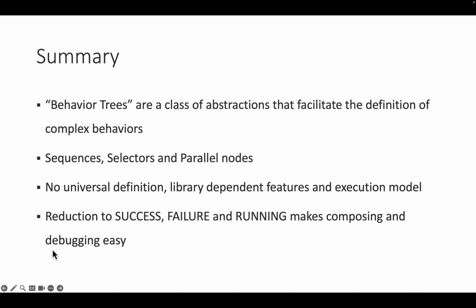All right, in summary, behavior trees are a class of abstractions that facilitate the definition of complex behaviors. They are not a formal mechanism, and there are many libraries and opinions on how to implement those. What all of these have in common is the idea of having sequences, selectors, and parallel nodes, which we talked about today. There are many possible ways of extending this framework, all with advantages and drawbacks, because as soon as you add to this, it becomes harder to understand, harder to debug, and so on. So what everyone agrees on is to keep that set rather simple.